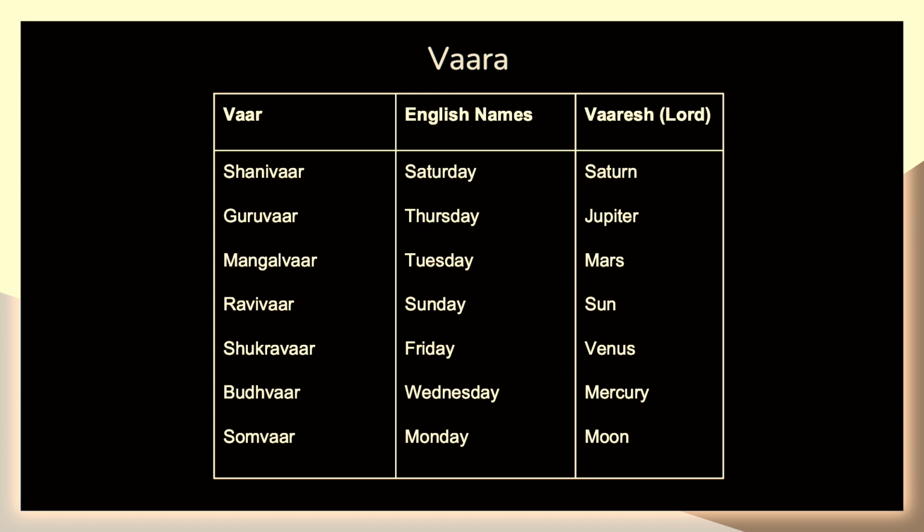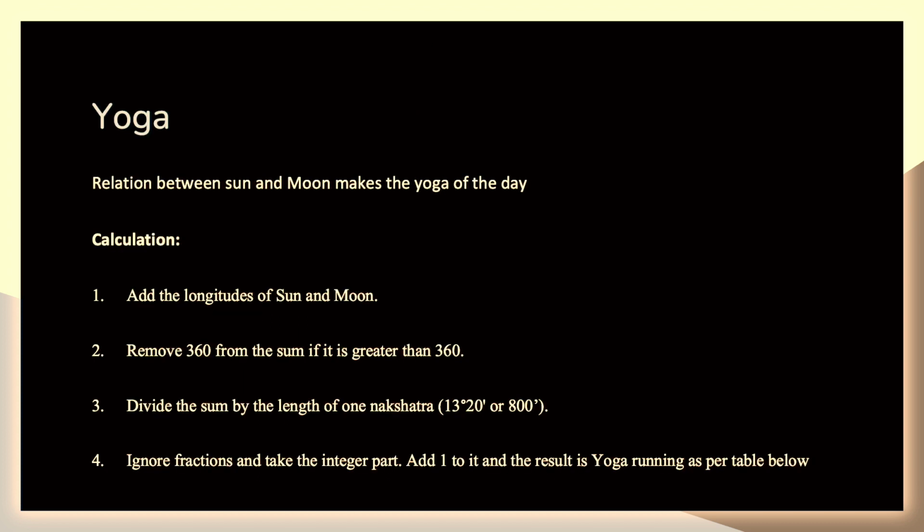So the next limb is Yoga. Yoga also shows us the relation between Sun and Moon on that particular day. So how do we calculate the Yoga? We need to add the longitudes, that means degrees, of Sun and Moon. If the sum is greater than 360, we remove 360 from it and then divide it by the length of one nakshatra, which is 13 degrees and 20 minutes.